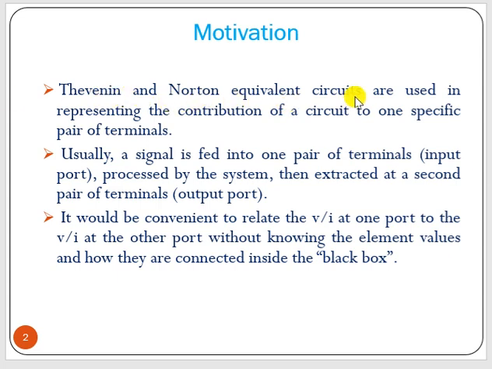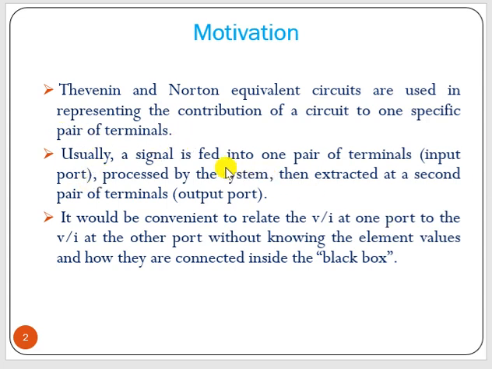Thevenin and Norton equivalent circuits are used in representing the contribution of a circuit to a specific pair of terminals. That means one complete linear bilateral network can be represented by a voltage source in series with resistance, that is the Thevenin equivalent circuit, and for Norton's equivalent, that is a current source in parallel with a resistance which is connected to a load resistance. So we are converting that total network into one specific pair of terminals.